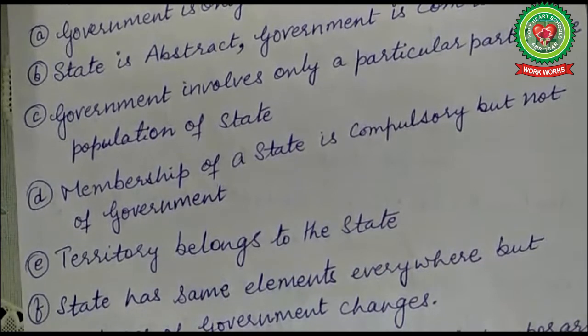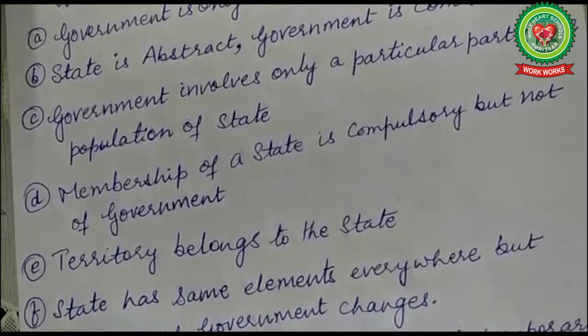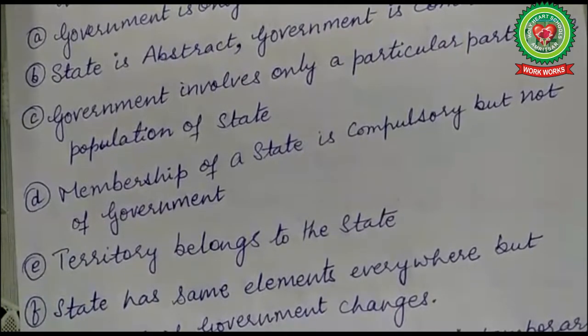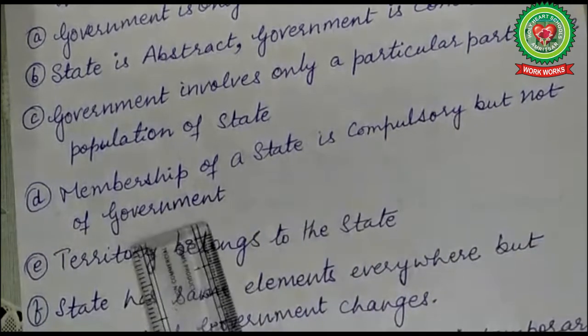Here I am telling you, we all are part of the state, as anyone who takes birth in India becomes Indian, means becomes a part of the state. But to become a part of the government, he has to contest the elections. So only a few become a member of the government. Their number is limited to a few hundreds only. The next point is the membership of the state is compulsory but not of the government.